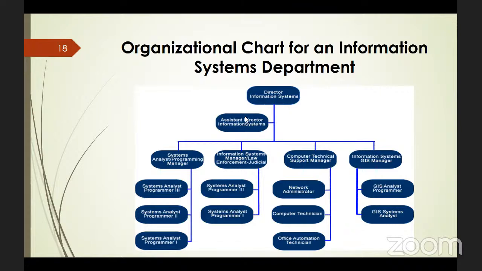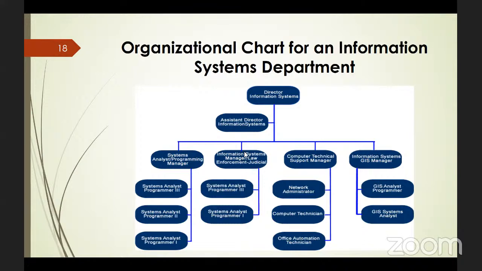There's a director, assistant director, and many different sections. Like, if you develop software, they would have an analyst or manager with people who are programmers and analysts. You may have support managers if you have people who are technical. Any company could decide to outsource any parts of this.